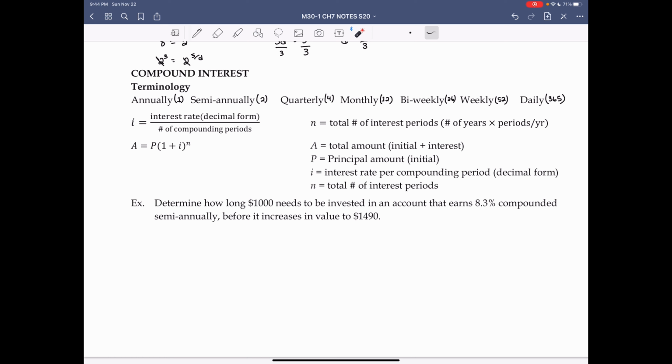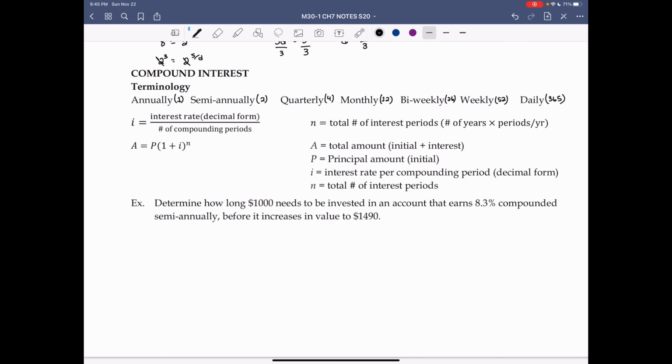P is the principal amount, which is the initial amount either invested or borrowed. i is the interest rate per compounding period. As we said over here, you get that by taking the interest rate as a decimal and dividing it by the number of compounding periods. And n is the total number of interest periods. I don't know why n is stated twice, but that's okay. It's important. Total number of interest periods, so number of years times periods per year.